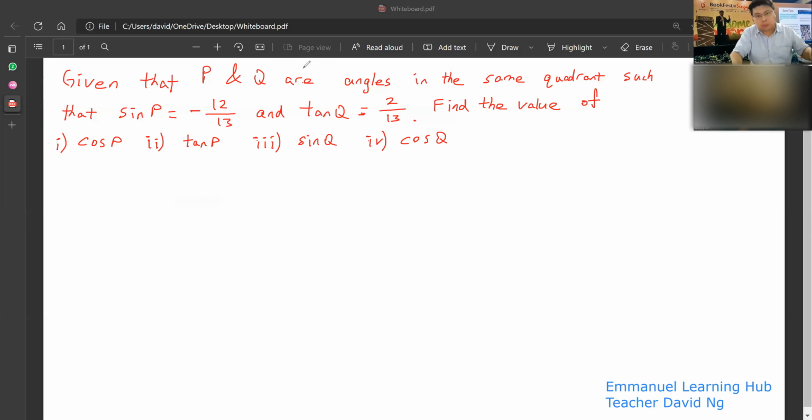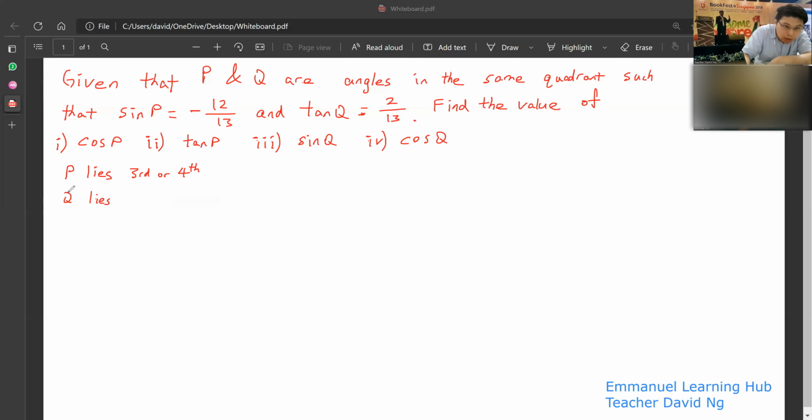So how to find? Okay, P and Q are two different angles, but they lie in the same quadrant. Sine P is negative. That means P lies in which quadrant? You think carefully. Sine is negative, so it lies on the third or fourth. Third or fourth, okay. Q lies at where?